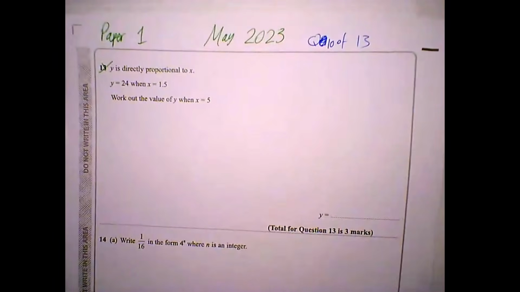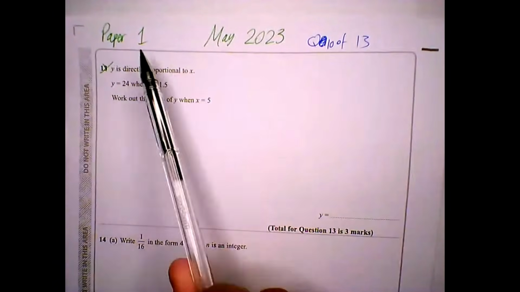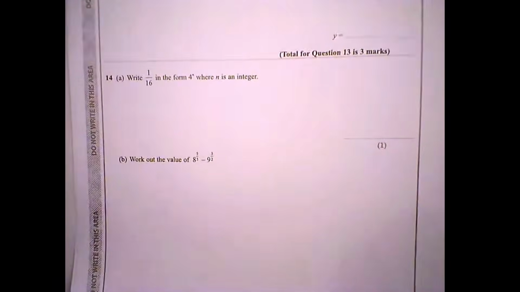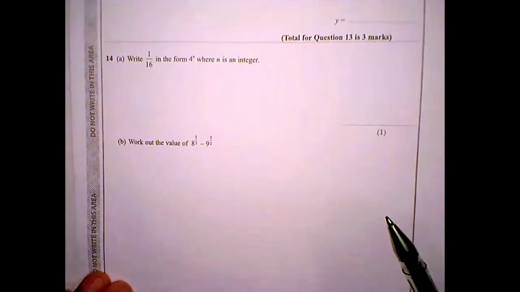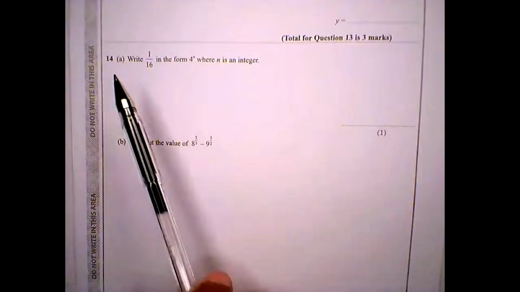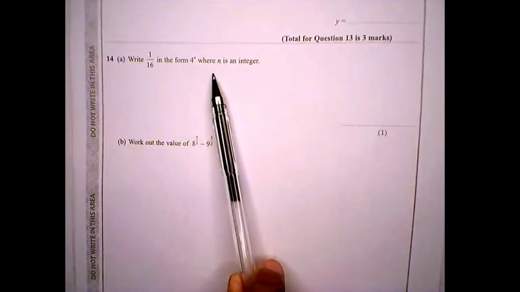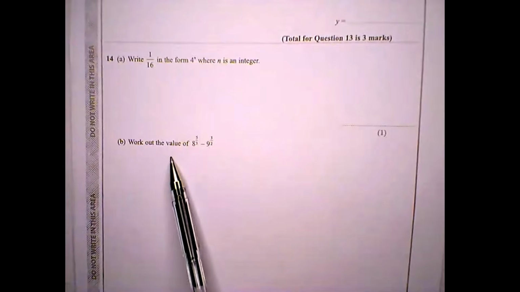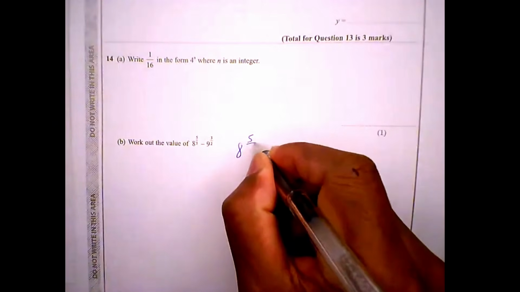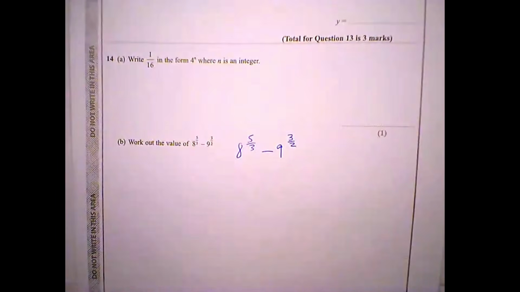Question 10 of 13. So we've got a few more left. This is from May 2023, paper 1. We're going to ignore this question. Hopefully you're getting familiar with this and you've started to master this. Question 14a. Write 1 over 16 in the form 4 to the power n, where n is an integer. Work out the value of 8 to the power 5 over 3, take away 9 to the power 3 over 2. Okay, press pause. When you're ready, press play for the answer.